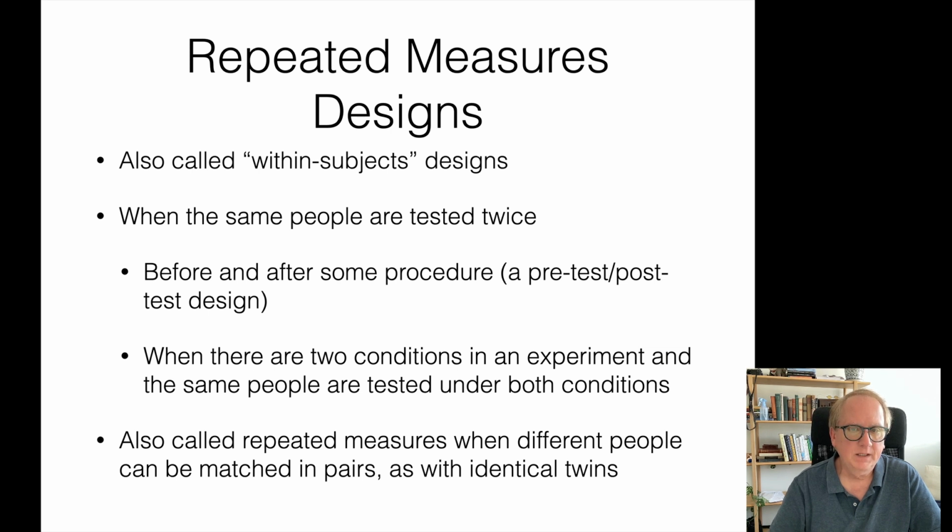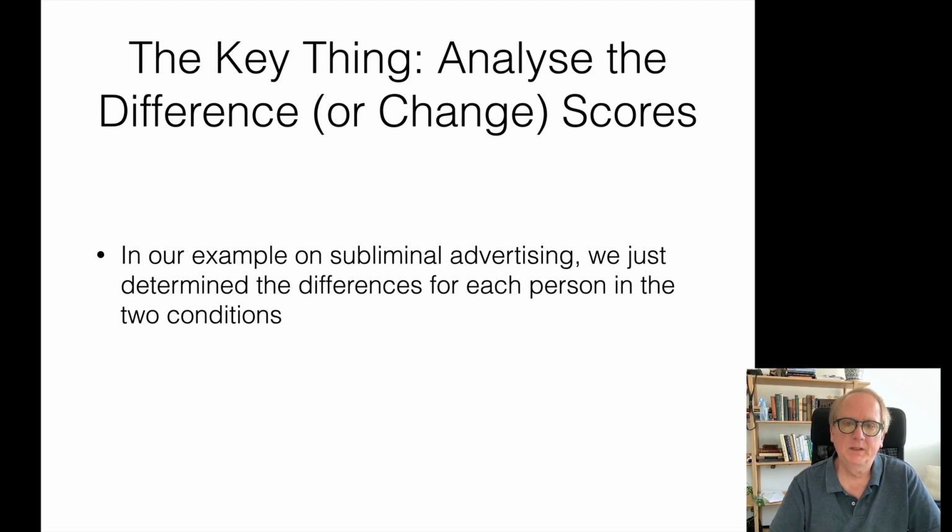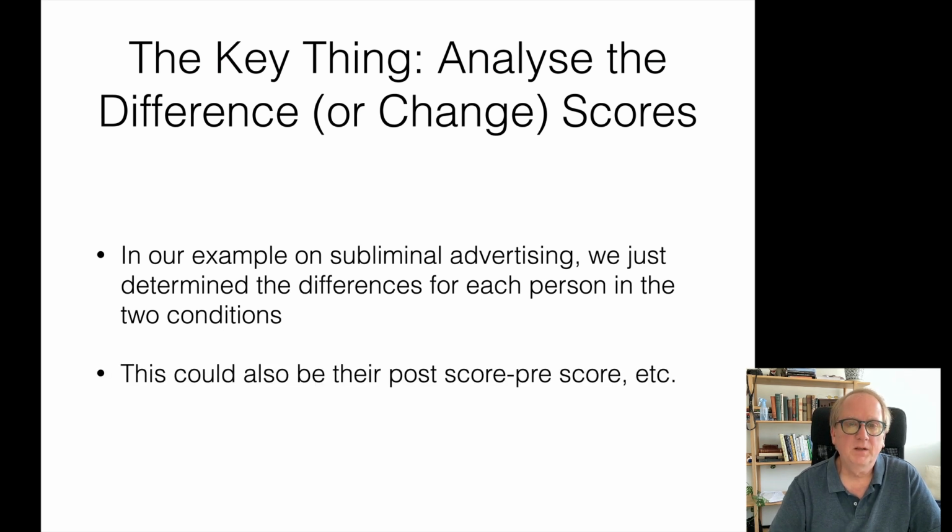The key thing, the thing I hope that you're picking up here, is that it's not really that different from a single sample t-test because all we're doing is analyzing the difference or the change score, the difference between x1 and x2. In our example on subliminal advertising, we just determine the differences for each person in those 2 conditions. But this could also be used if we were looking at their pre-test, post-test score, if we were looking at what twin A says and what twin B says and so on. So it's all the same. It follows the same things whether we're talking about a single sample t-test or a dependent t-test. We're just doing it now with different scores.